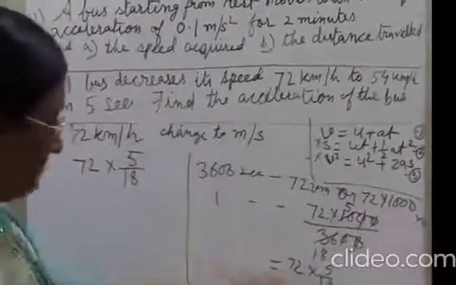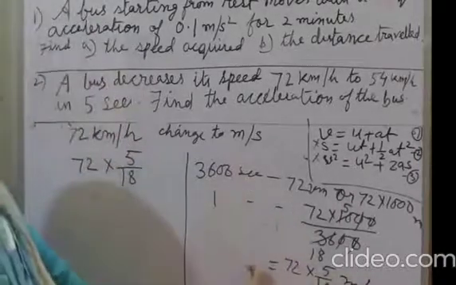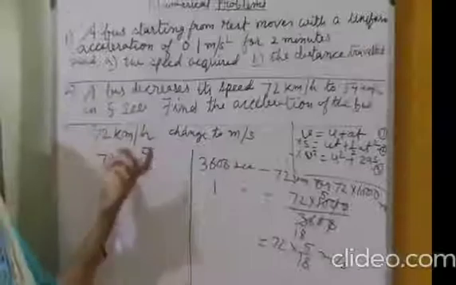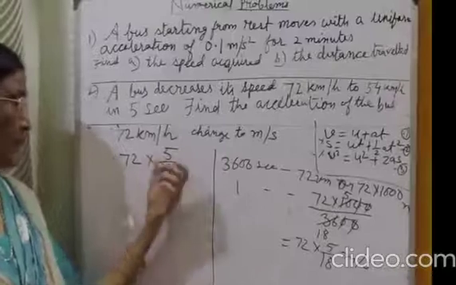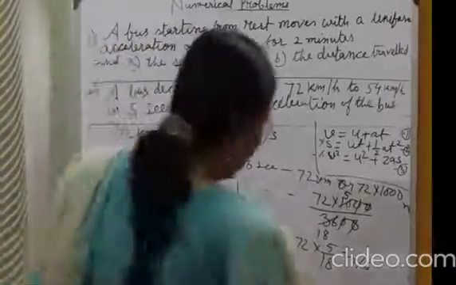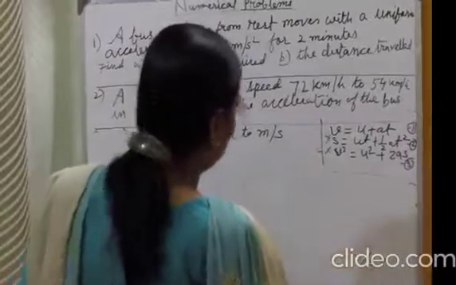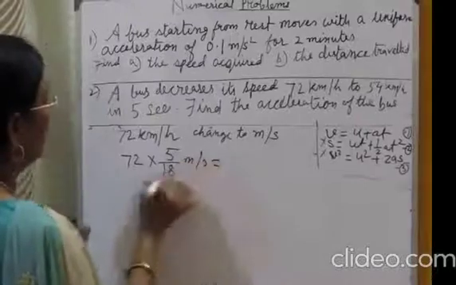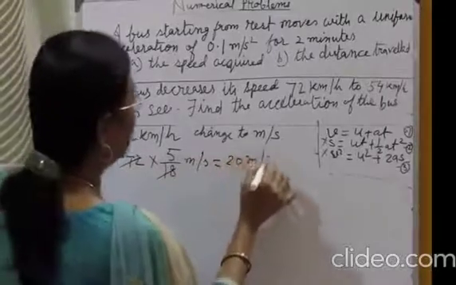So in shortcut, how do I change kilometer per hour to meter per second? I just multiply the kilometer per hour by 5 by 18. In this way I can change kilometer per hour into meter per second. It is very necessary. You have to change to meter per second. So now it is 20 meter per second.